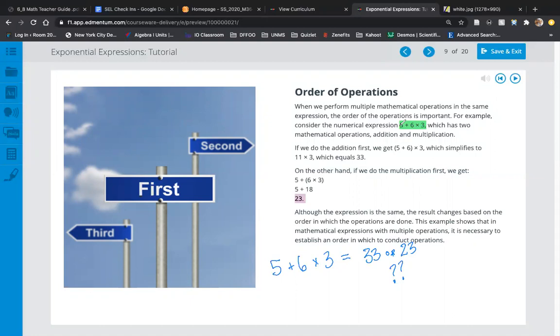Okay, so the correct answer is 23 there, Kevin, and we're going to explain why that is on the next page, all right?